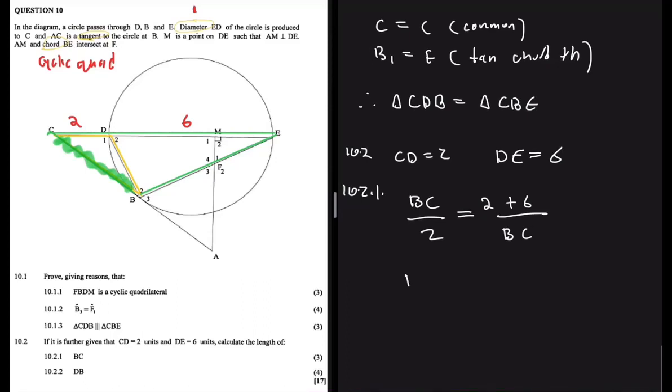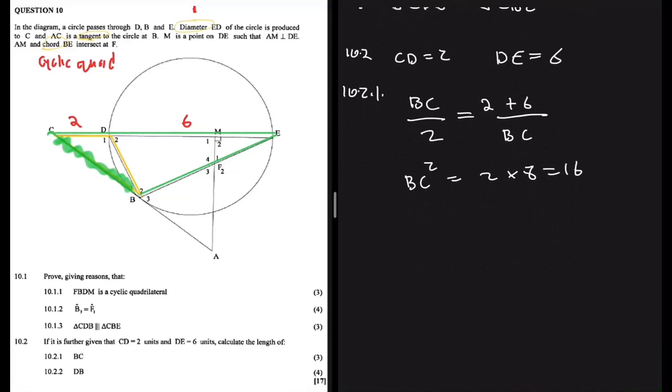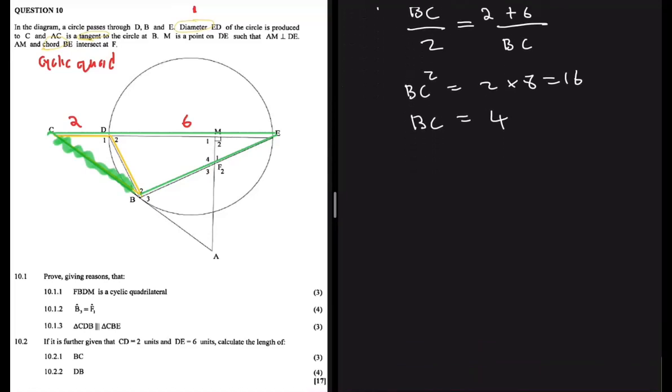So if we cross multiply, we're going to get BC squared equals 2 multiplied by 8, which is equal to 16, right? So what is the square root of 16? We know fully well that the square root of 16 is equal to 4. So the length of BC will then consequently be equal to 4. And then we can move ahead and do 10.2.2, which says let's determine the length of DB, right?